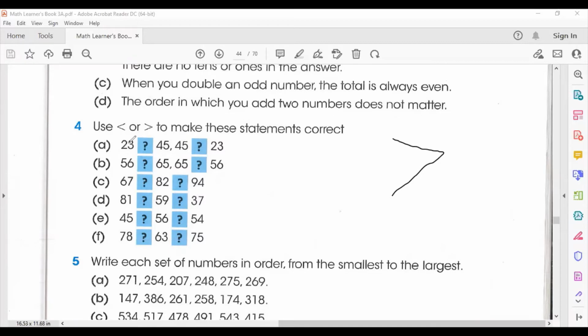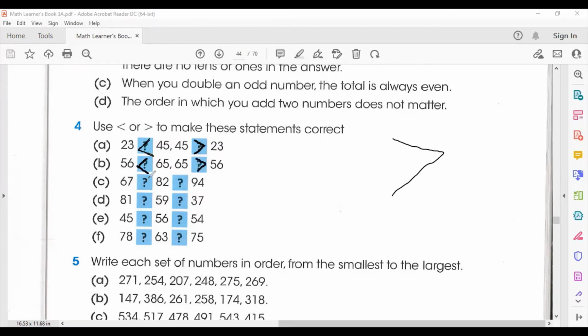We can see here 23 and here 45. Which side is bigger? 45. So open the mouth this side, like this. 45 bigger, 23 smaller. Simple. Okay, this is less than and this is greater than. 56, 65: 56 smaller, 65 bigger, open mouth this side, and 65 bigger, 56 smaller, like this.